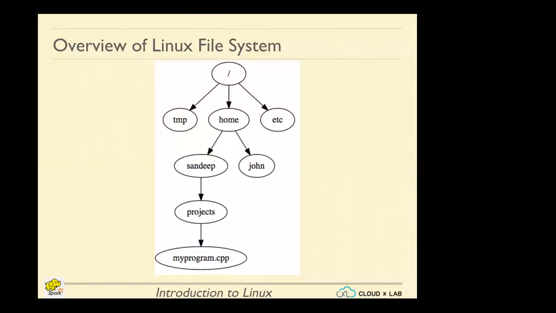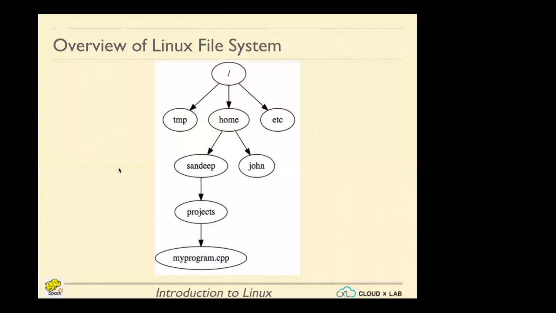So the Linux file system looks like this. Every user has a home folder under slash home. Directory and folder are the same thing.